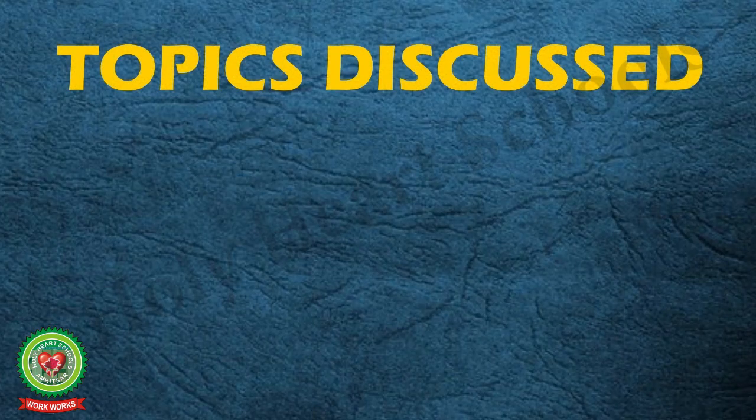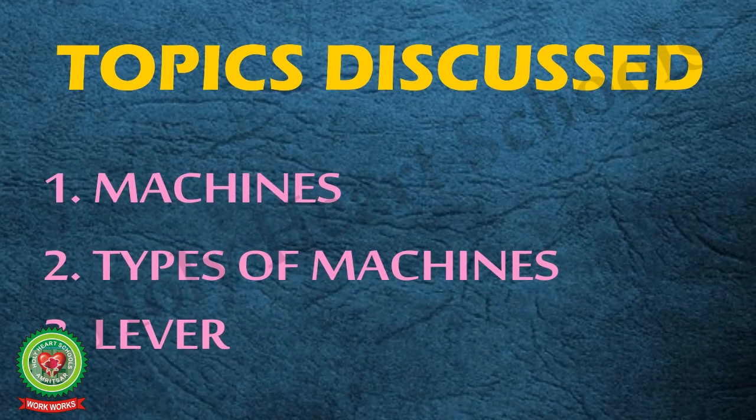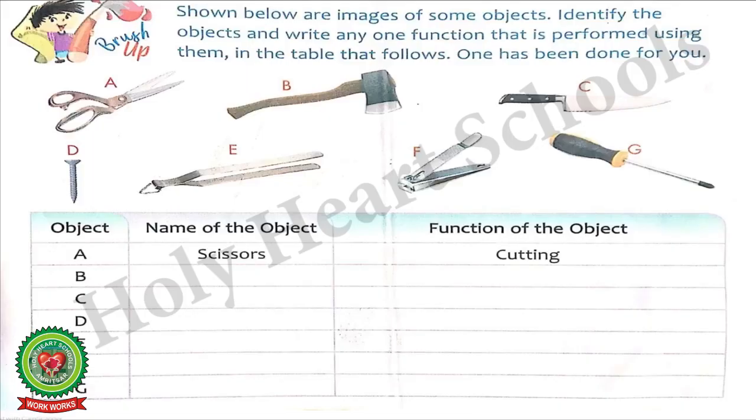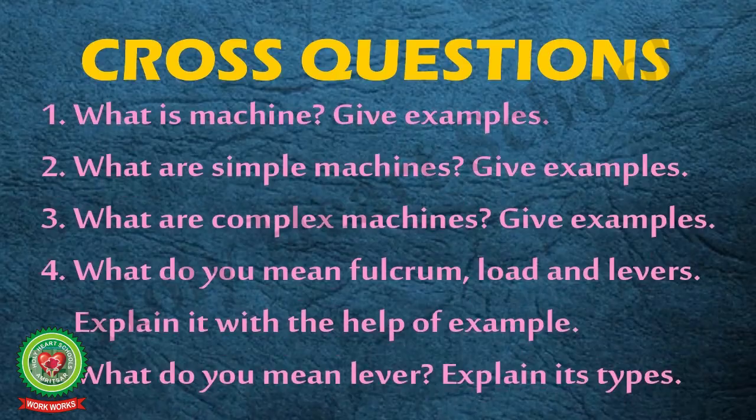So students, today we have discussed machines, types of machines, and lever. Now there is a small exercise, brush up on page 127, and exercise checkpoint on page 128. Do these exercises in your book and also revise related cross questions.